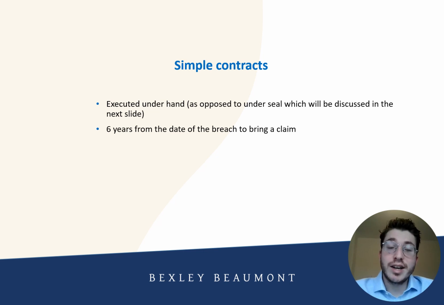So let's now get stuck into it, and the first limitation period we're going to talk about is simple contracts. Now, a simple contract is a contract known as a contract executed under hand, and the best way of explaining it is it's a contract which has not been executed as a deed. And I will talk about the limitation periods for deeds and what is a deed in a moment. But if you have a simple contract, the limitation period is 6 years from the date of the breach.